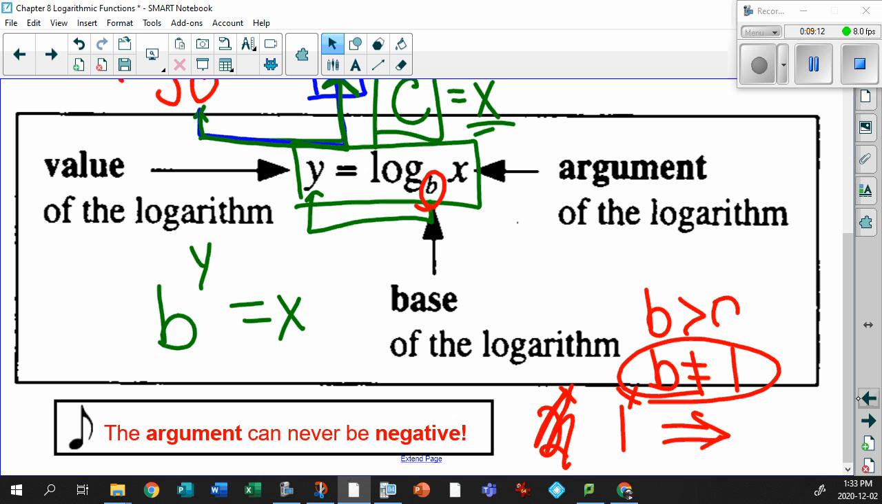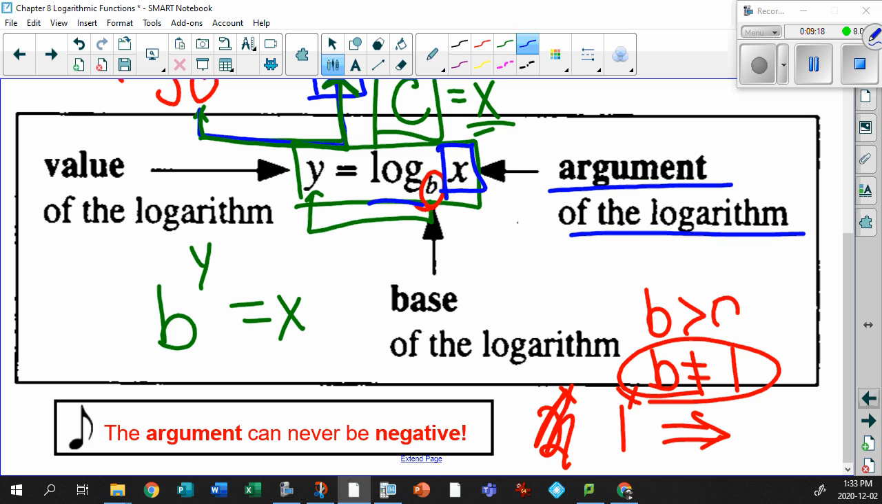Now, this x value inside the log is actually called the argument of the logarithm. And then once you've done this whole thing and evaluated it, we got a value of the logarithm, which is our answer. So a couple other things that we have to put in here as well. The argument, the value of this x here, cannot be negative either.